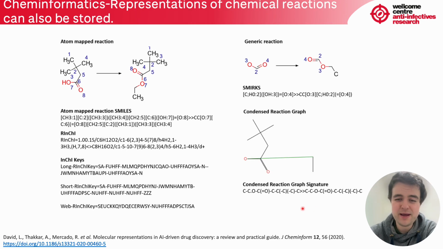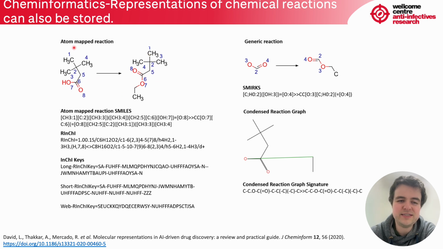So thinking then past string-based representations, they also appear when we want to start storing chemical reactions. Chemical reactions are slightly different from regular molecules, because we usually have to deal with multiple products and multiple reactants as part of our chemical reaction. For example, here we have the left-hand side of the reaction arrow. This is our starting materials, and the right-hand side is our products. And we see all of these numbers. This is where we have mapped all of the atoms from our starting materials onto our products.